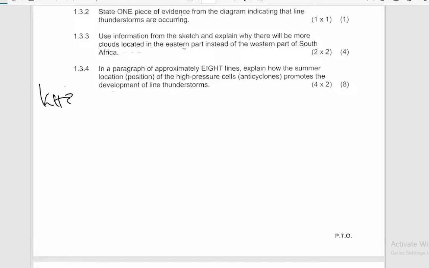The Kalahari high pressure cell, we said it's vertically displaced. If it's summer, the Kalahari high pressure cell is up in the upper atmosphere. It is weak. There is weak descending air. So how does that contribute towards that weather system being developed? If the Kalahari is vertically displaced, it also means the inversion layer is above the plateau. That is another argument.